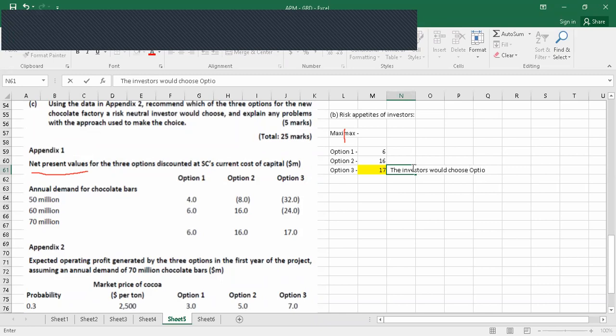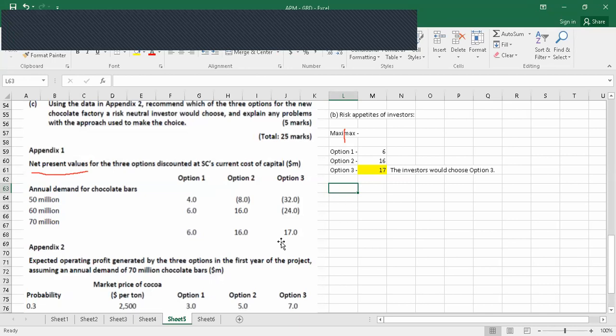Option 3, that is size of the building as 3, because they see the brighter picture, which is a maximum return of 17 can be earned. They are not pessimists, they are optimists, they always see the bright things. So they have an expectation that if size 3 is selected, then they would be able to maximize the return, which is 17. So the investors would choose option 3 if the decision is about maximax.